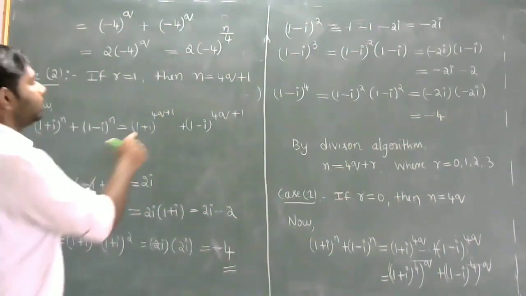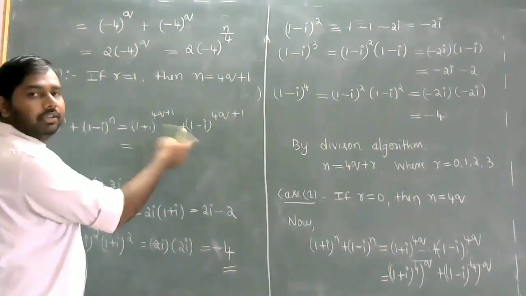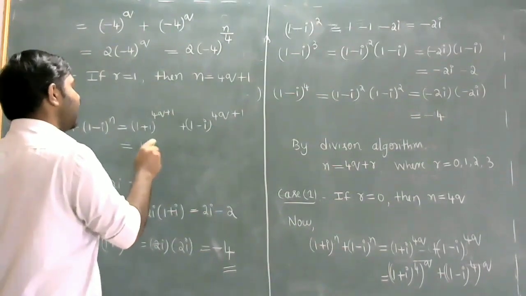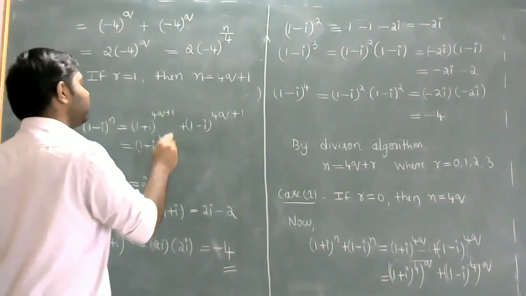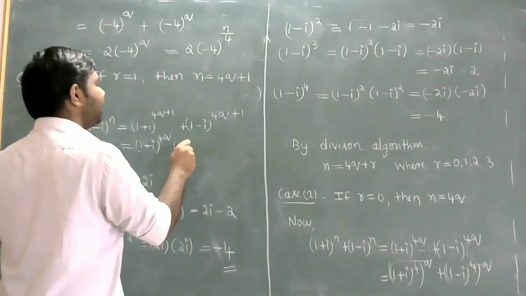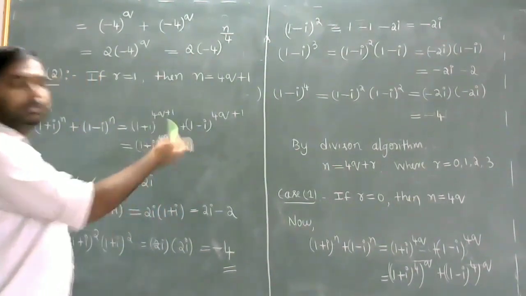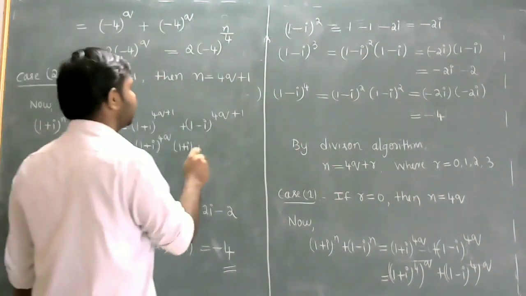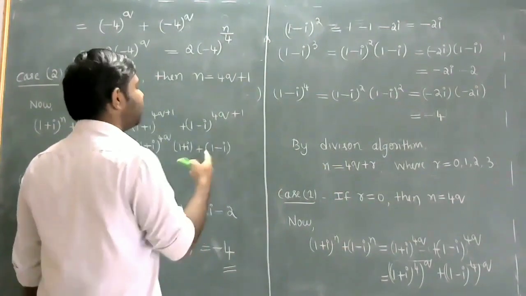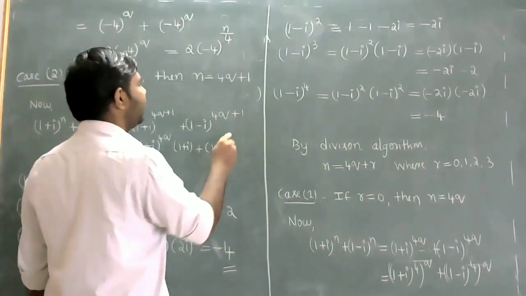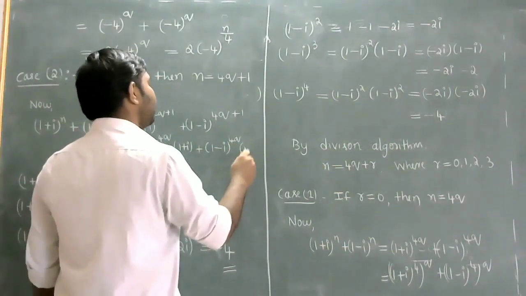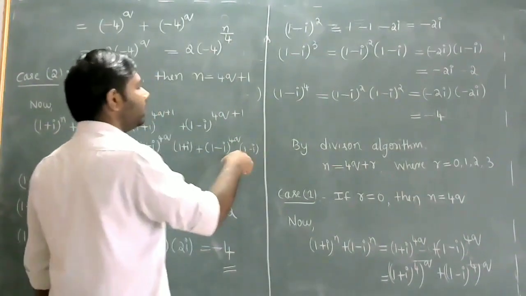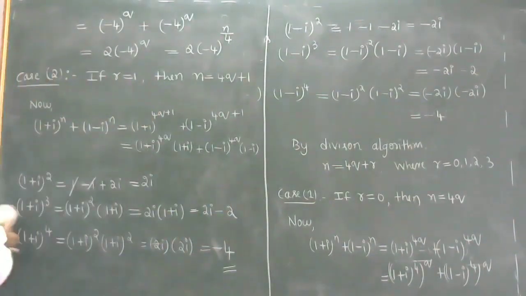So a^(m plus n) is a^m into a^n. So (1 plus i)^(4q) into (1 plus i)^1. Its power 1, the value is itself. The next, (1 minus i)^(4q) into (1 minus i)^1. It is 1 minus i itself.